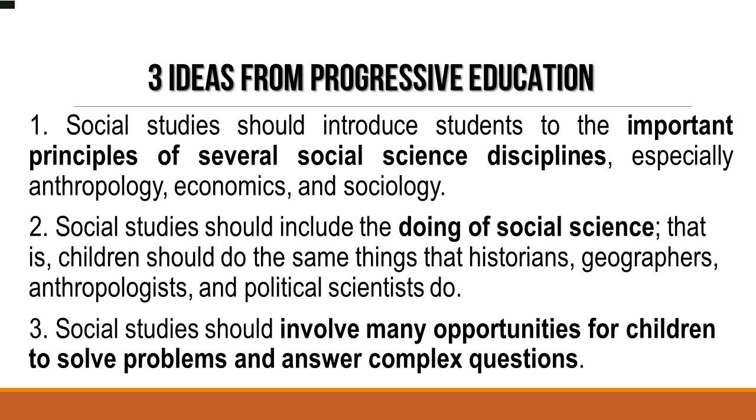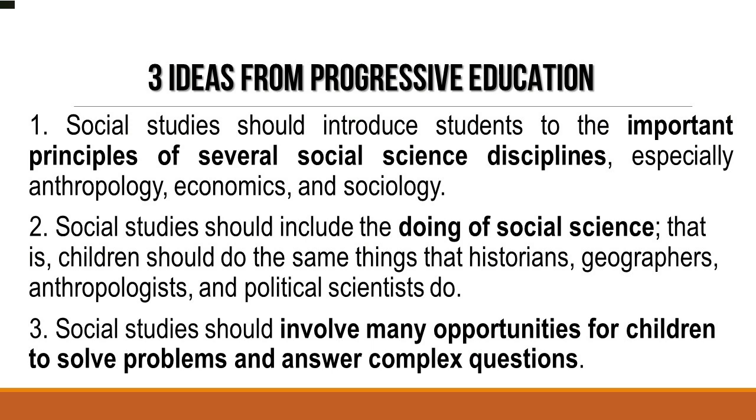Second, social studies should include the doing of social science. That is, children should do the same things that historians, geographers, anthropologists, and political scientists do. For example, children can examine primary sources such as diary entries and old newspapers, just like historians. And in this way, we teach our students the creation of knowledge.